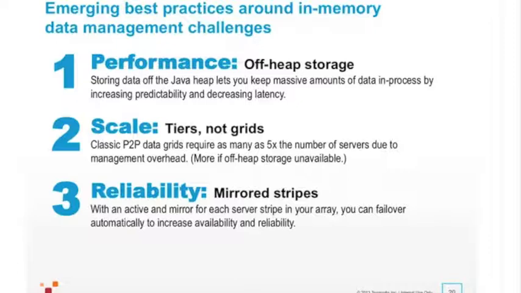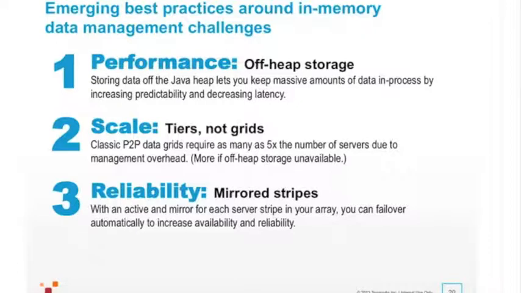The second emerging best practice is around scalability. The leading in-memory data management solutions use an architecture that's tiered versus a peer-to-peer model to scale the in-memory solution to hit terabytes of data.